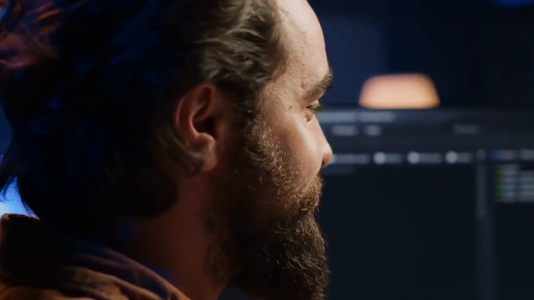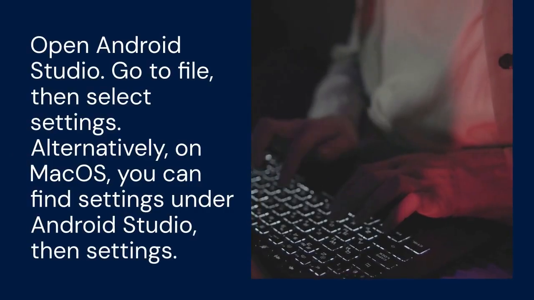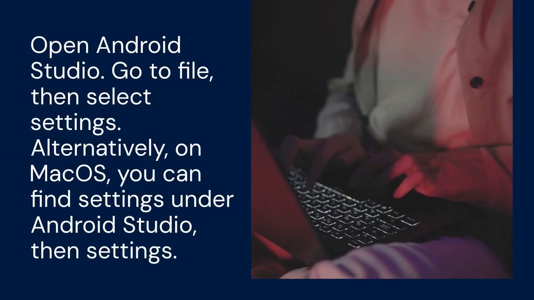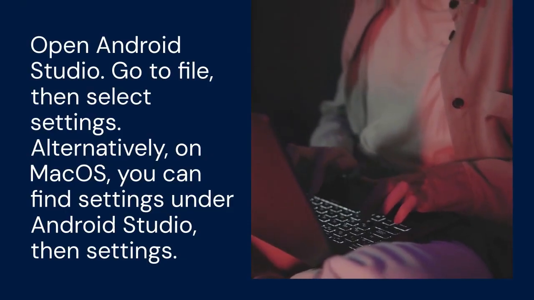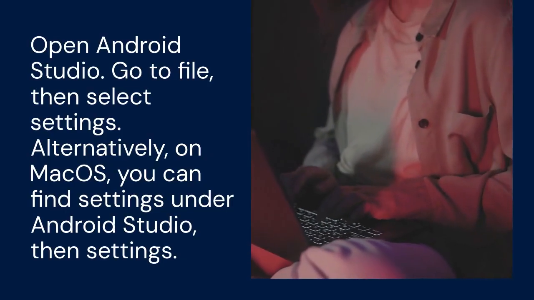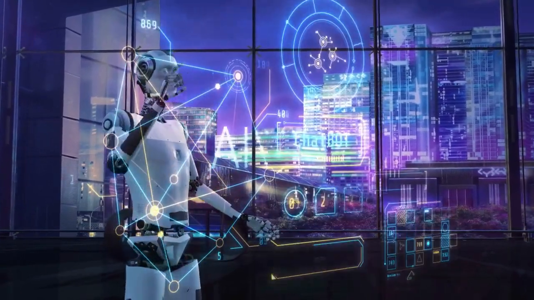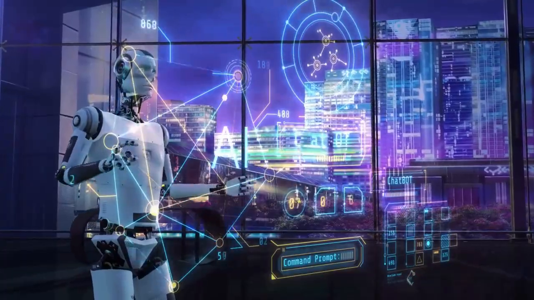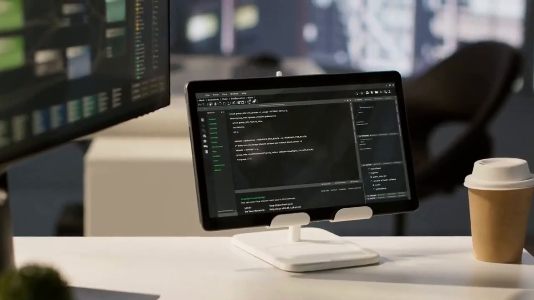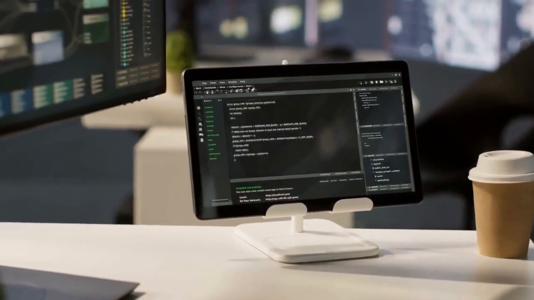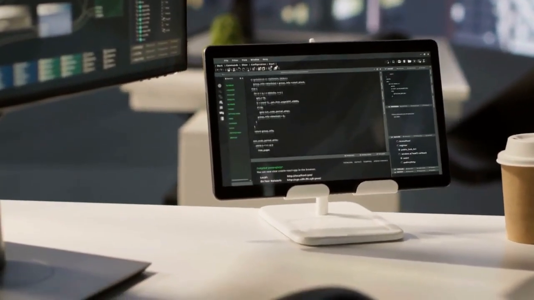Here's what you need to do: open Android Studio. Go to File, then select Settings. Alternatively, on macOS, you can find Settings under Android Studio, then Settings. In the Settings window, navigate to Appearance and Behavior, then System Settings, and finally, Android SDK. You'll see the current Android SDK location displayed. Take note of this location, as you'll need it later.